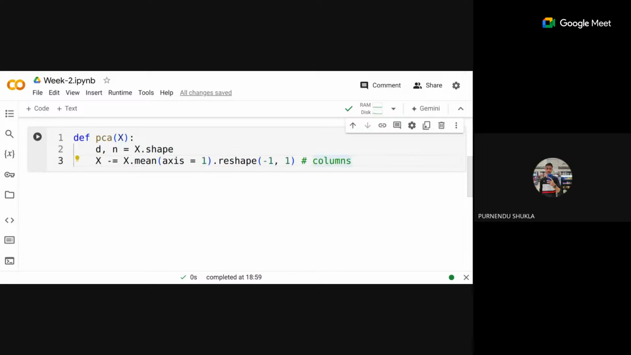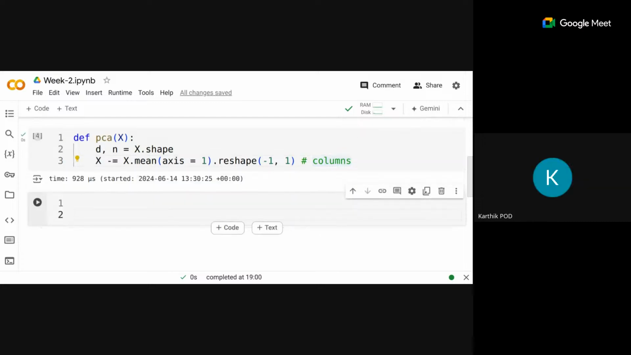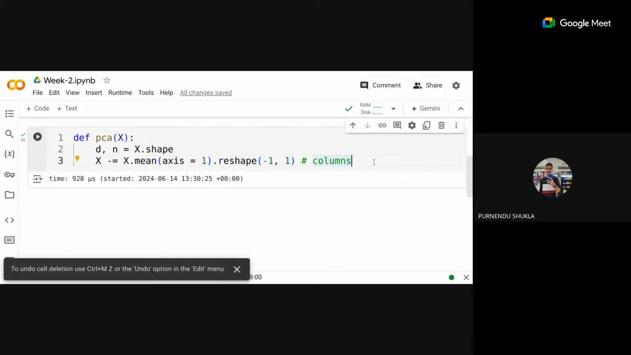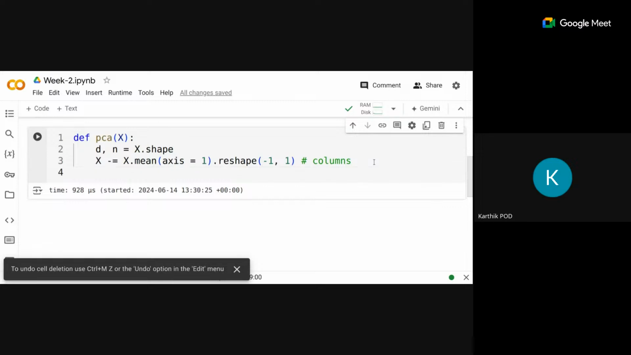Sorry? Minus one is for the auto determination of shape, right? No, that is for allowing... it means compute the mean along the columns. No, that is x equal to 1. For reshaping, I am saying that minus 1 is for auto determination. Yeah, I'm not getting that because that's slightly technical, so let's not get into that.